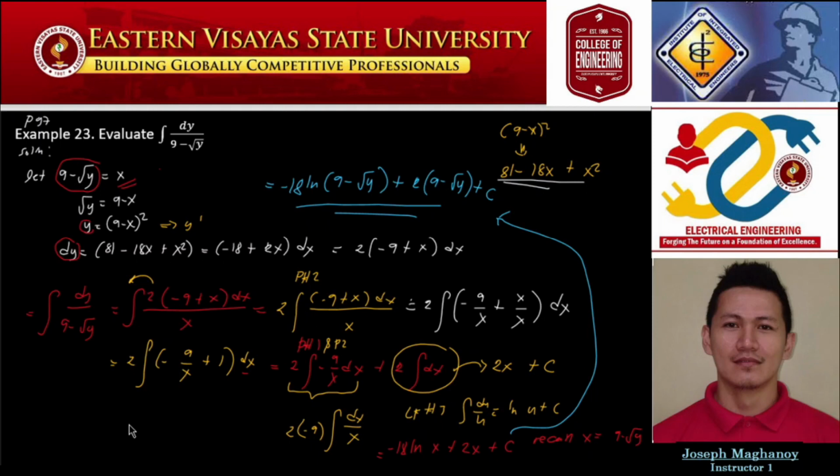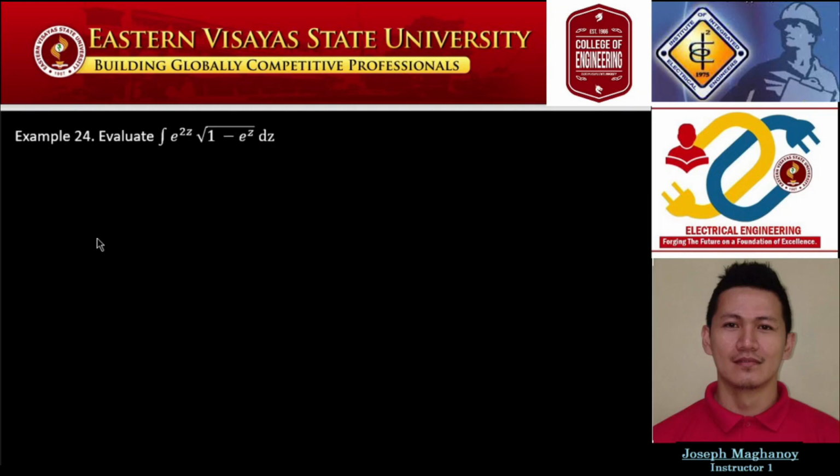Okay, let's proceed to our next example. Example number 24 can be found in your workbook on page 98. So evaluate the integral of e raised to 2z times the square root of 1 minus e^z dz.